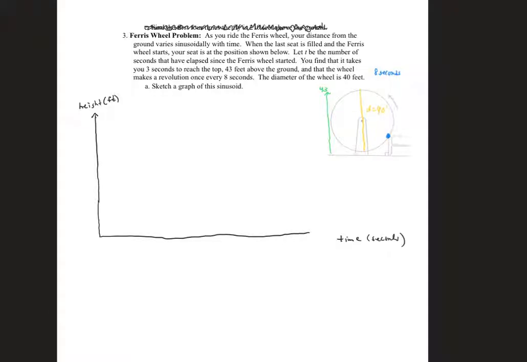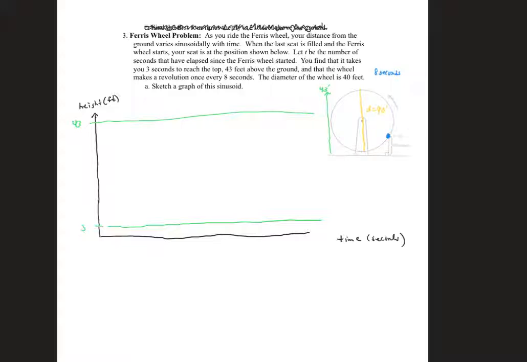Okay, so let's see if we can figure this out a little bit. We know that the tallest we're ever going to be is 43, so the tallest our graph is going to be is 43 feet. Since our diameter is 40 feet, the lowest we're ever going to be is 3 feet. So that's going to be the lower boundary of our graph. It's going to be sinusoidal, so we're thinking of this as being a sine or a cosine.